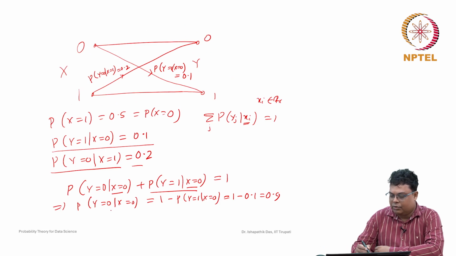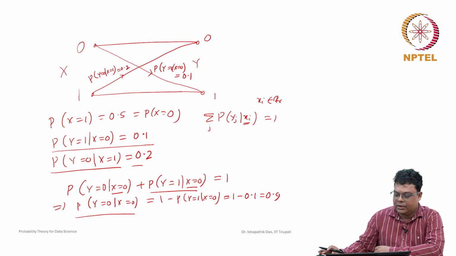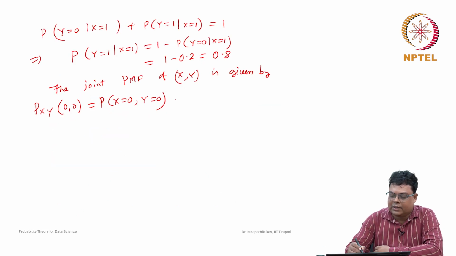So, y is equal to 0 given x equal to 0, this is known to us. So, we can write the probability that y is equal to 0 given x is equal to 0, into the probability that x is equal to 0.